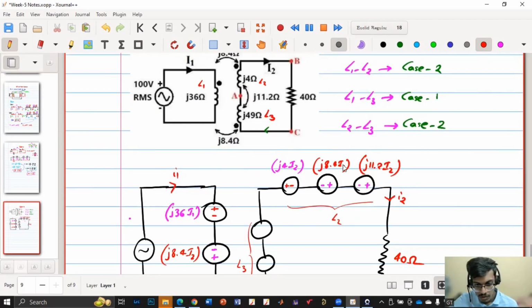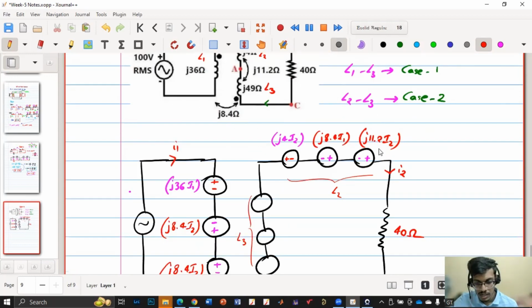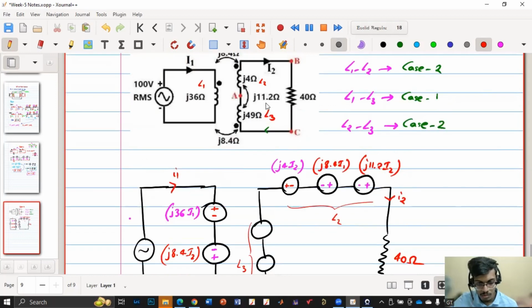Did you understand this one? One is with respect to L1. So current is I1 and the mutual inductance is j8.4. The other one is with respect to L3. The mutual inductance is 11.2. Current is I2 because I2 is only flowing here. Is that clear?